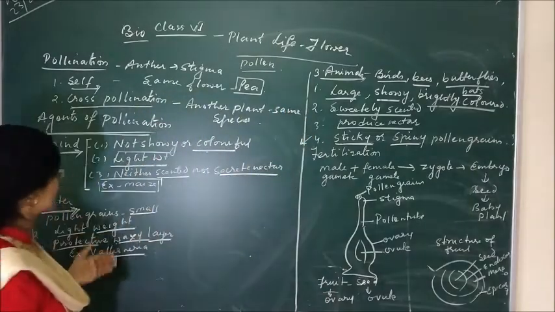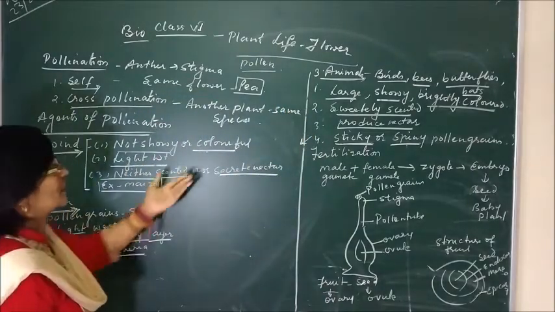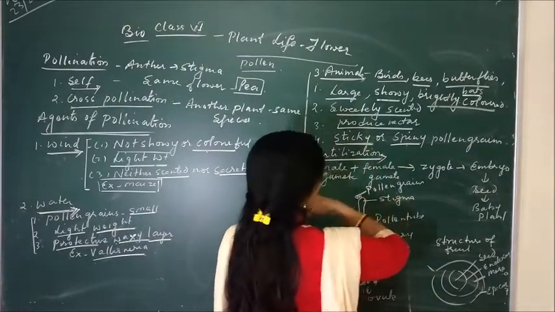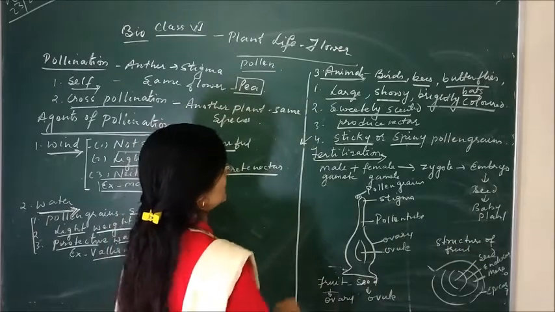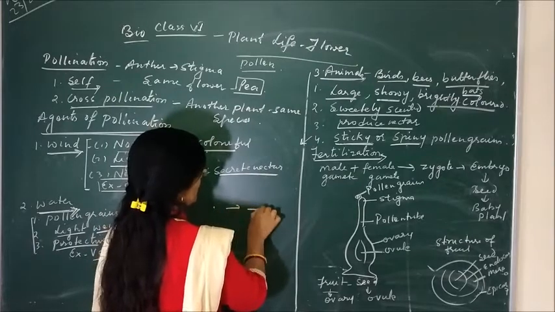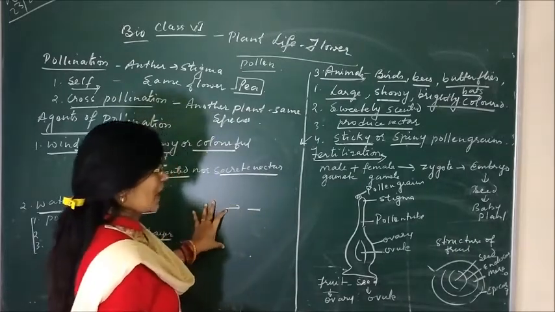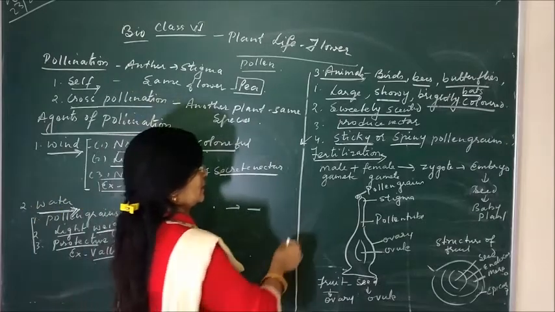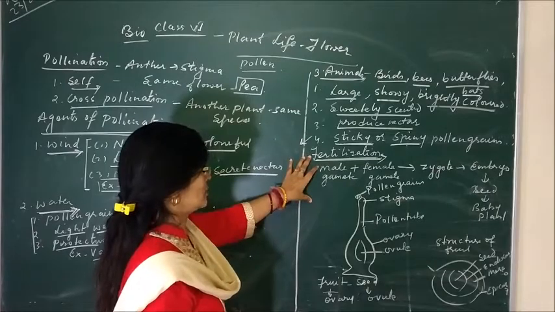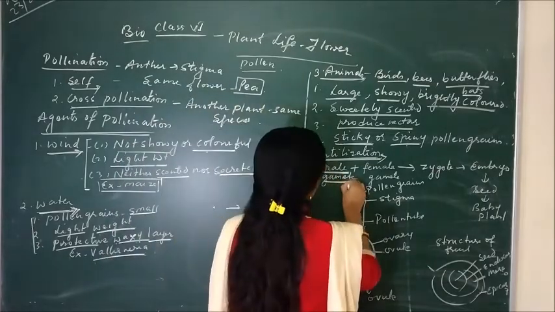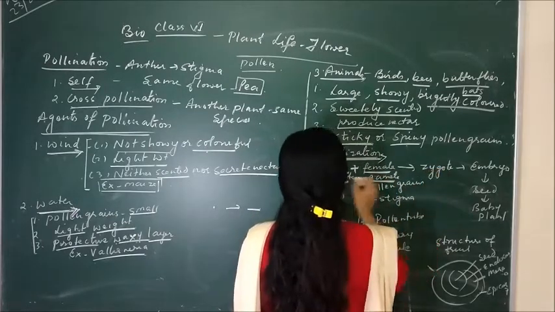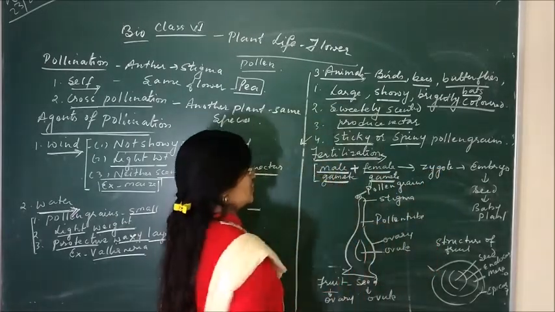So there are mostly three agents of pollination: by wind, by water, and animals. Now after pollination, what happens to that pollen grain? So we all know that once it is transmitted from one flower to another flower or in the same flower, after that immediately the fertilization process takes place. So first you study what is fertilization. Fertilization means when the male gamete comes in contact with the female gamete to form the zygote. That whole process is called fertilization.